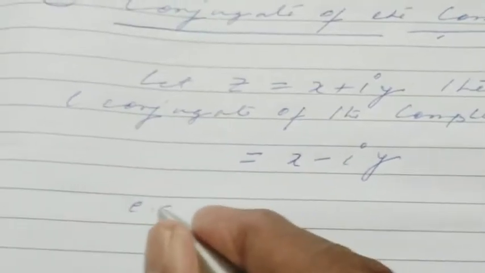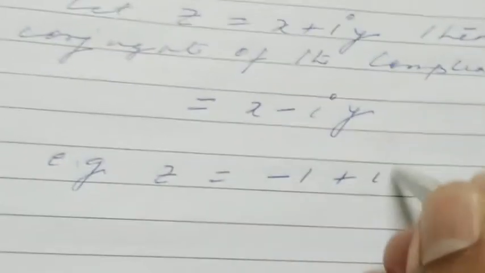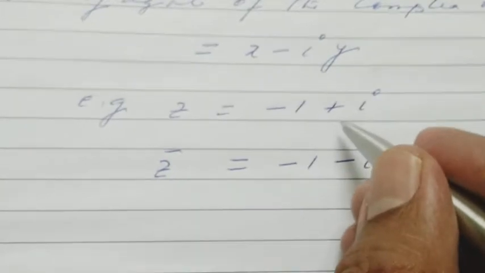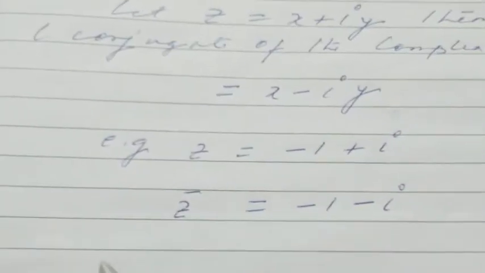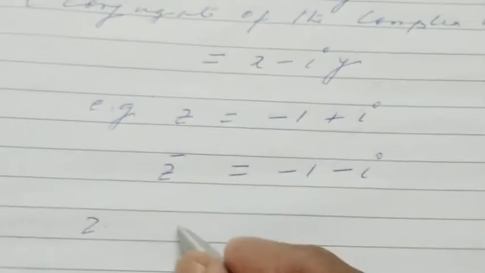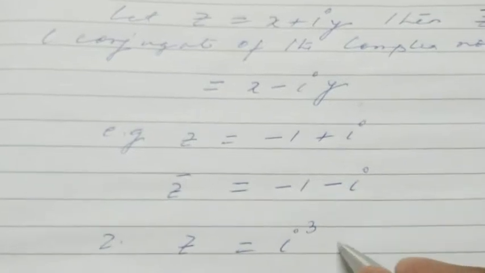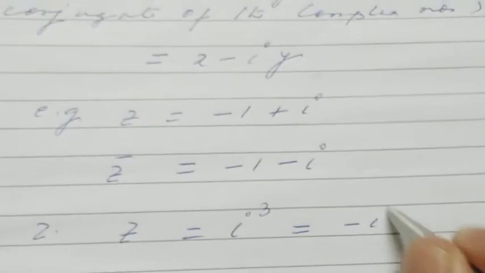For example, suppose I am writing z is equal to minus 1 plus iota. How will we find the z conjugate? This is minus 1 minus iota. What we are doing is changing the sign of the imaginary part. Another example, the second example: suppose your z is i cubed. This i cubed, we cannot simply write as minus i cubed. First of all, we write it in the simplest form. i cubed is minus iota. When we go with the conjugate of this, it is plus iota.